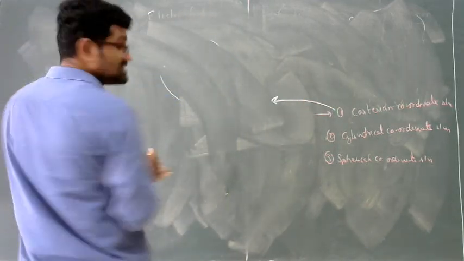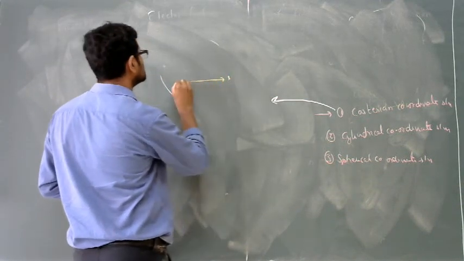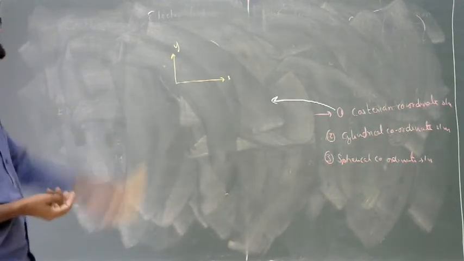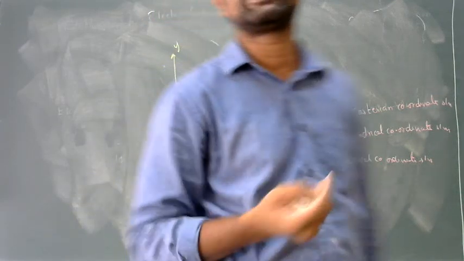A two-dimensional view, you can see with our eyes. This is the x-axis, this is the y-axis. This is called a two-dimensional view. Are you able to see the two axes at a time? Yes, we can see the two axes at a time.